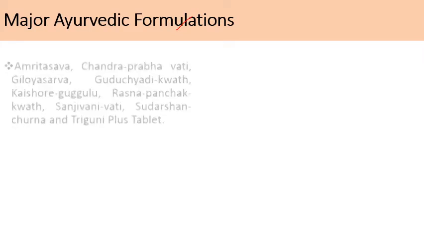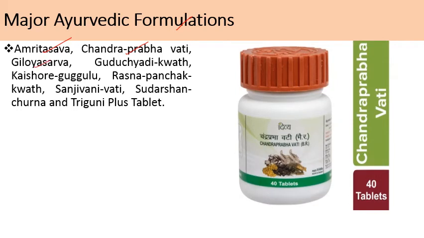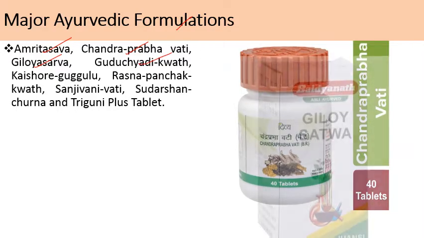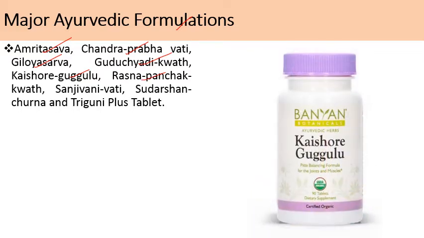Next comes major Ayurvedic formulations prepared from giloy. Like we have Amrit Sava, Chandraprabha Bhati, then giloy Sarva, and next is Gudu Chayadi Kwat. Then we have Kashore Guglu, then Rasna Panchak. Then we have Sanjeevani Vati, then Sudarshan Churna, and Trigoni Plus tablets. So these are the various Ayurvedic preparations or formulations which are prepared by using giloy. So this is all about giloy.